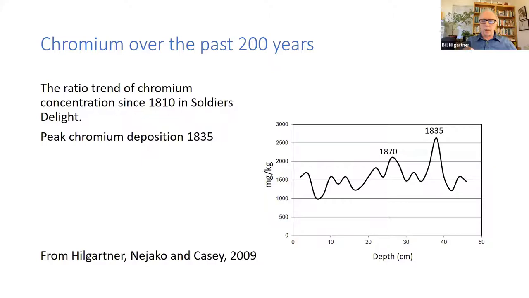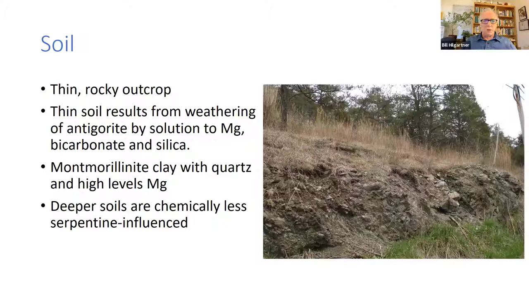The greatest amount of chromium was being moved out of Soldier's Delight in 1835. And then over time, it's less. So we can actually document the use of the chromium supply and the deposition. Basically, as far as the plants are concerned, the soil is what we're really interested in too, because you generally have thin, rocky soil, rocky outcrops like you see here in the picture.